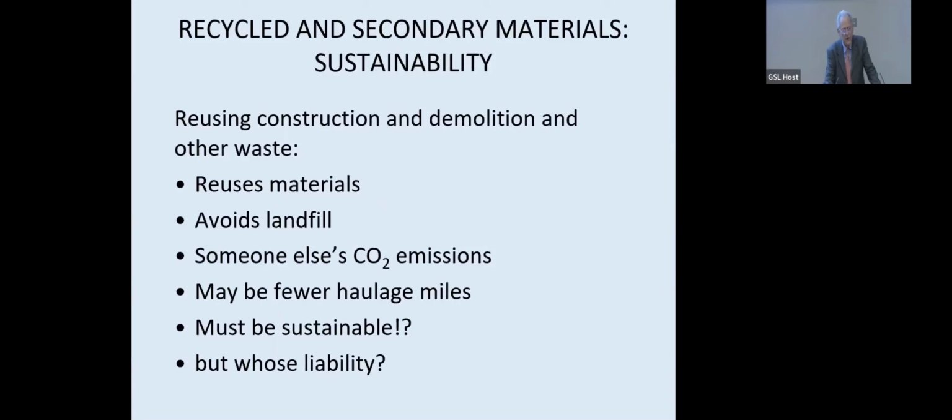Evolving problems. I think we're going to have problems with recycled materials if we're not careful as a community. Because, okay, it avoids landfill and somebody else takes the blame for the carbon dioxide emission, and there'll probably be fewer haulage miles. So it must be sustainable, of course. But what happens when it goes wrong? The reason we're always accused of being a conservative industry is because we like to know whether materials will work. And some of these materials are being quite rapidly pushed on us.